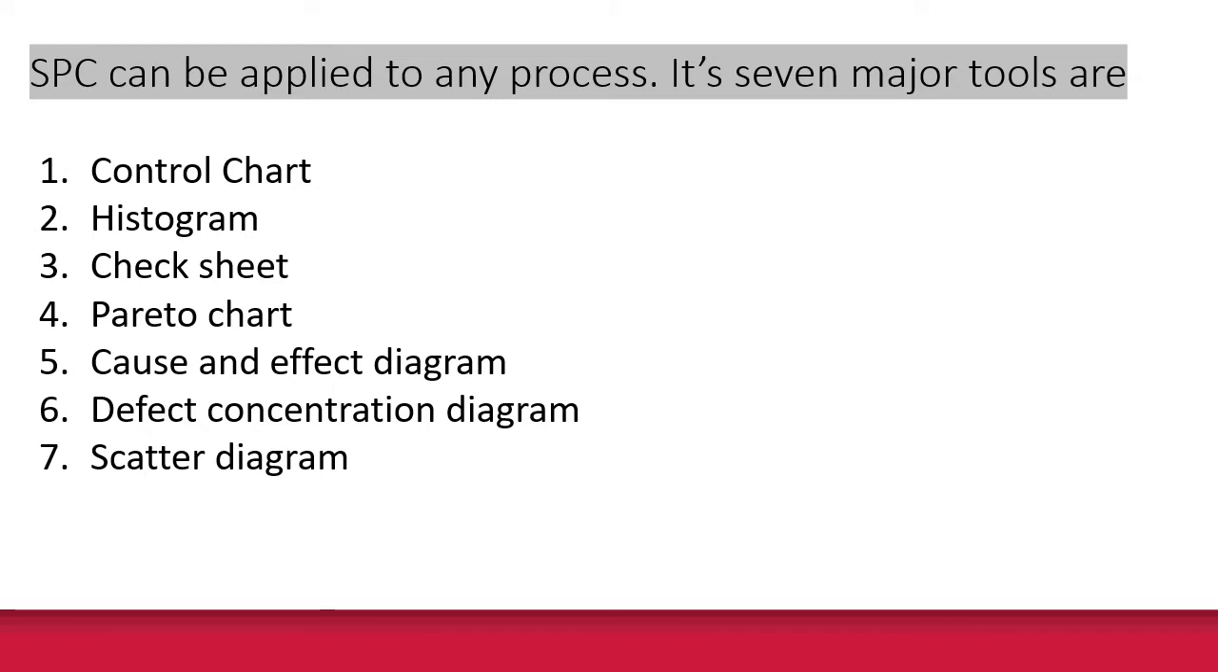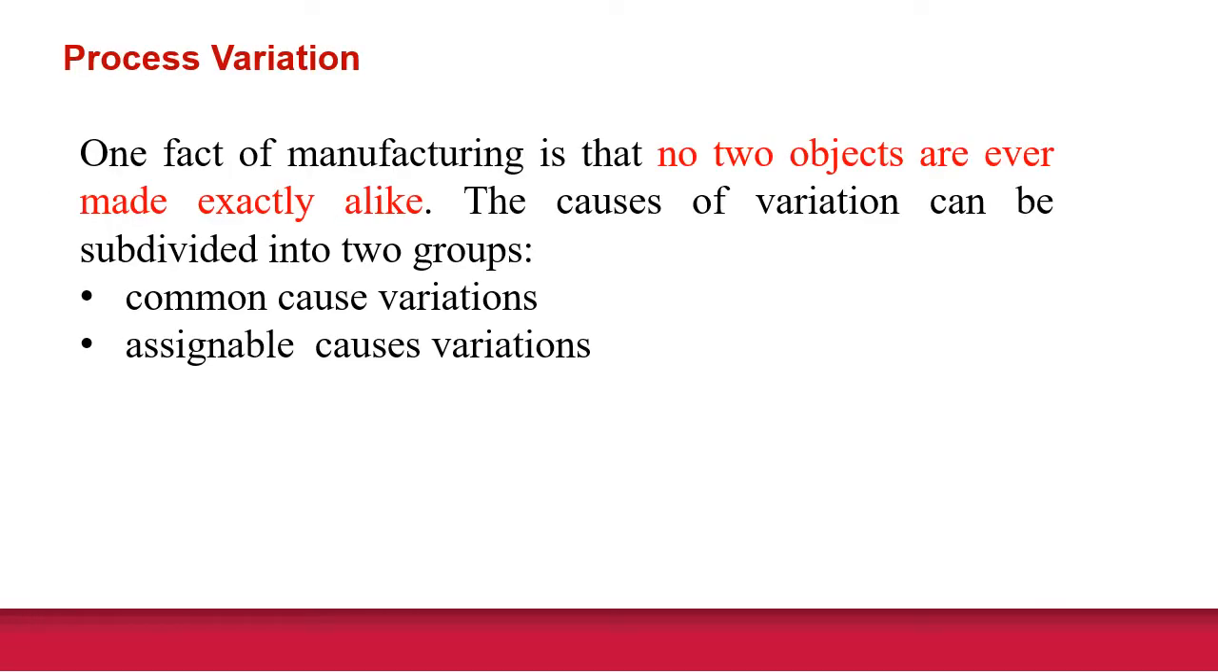they're very, very reliable. One fact in manufacturing is that no two objects are ever made exactly alike. It's impossible. The causes of variation can be subdivided into 2 groups. One is what's known as common cause variations, and the second is what's known as assignable cause variations. We'll take a look at each one of these separately.